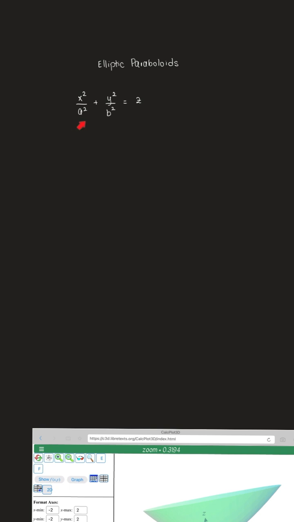Now, this could be in a different form. It could be that this is z squared and this is y squared and that's x, or z squared, x squared, z squared, and y. But the important thing is that one of the variables is linear, raised to the power of 1. The other two variables are quadratic, and there is a sum between the two squared variables rather than a difference.